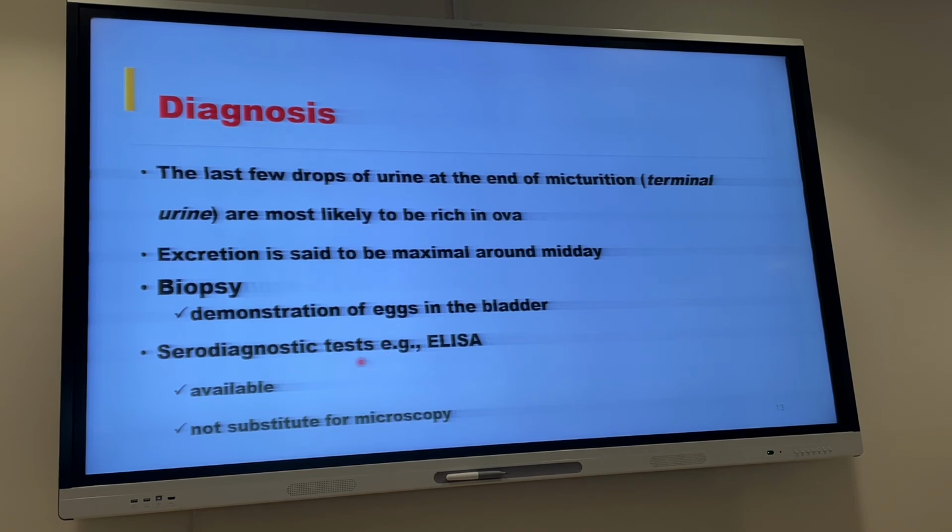But remember, I told you that the eggs are antigenic. So you can still use a serodiagnosis approach to arrive at a diagnosis.